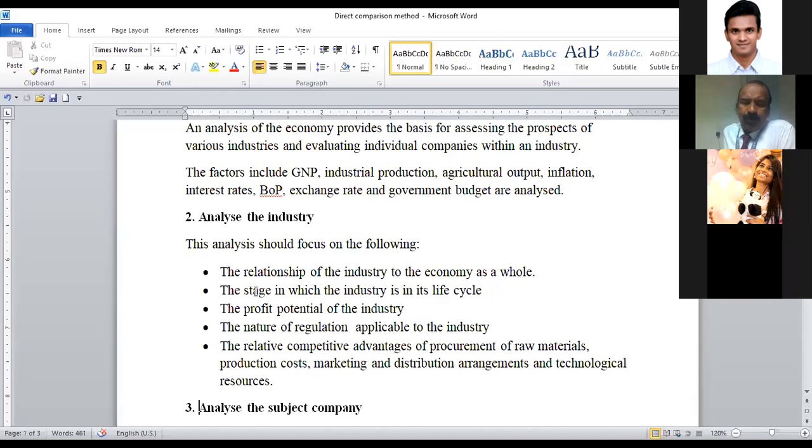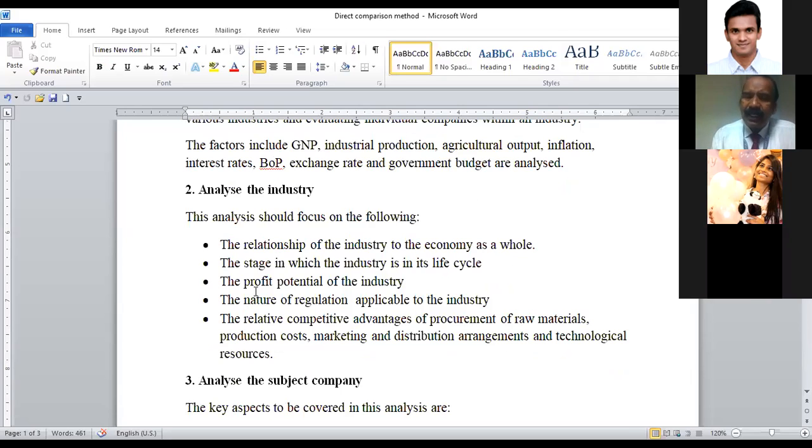What is the profit potential of the industry? We need to look at the nature of regulation applicable to the particular industry, because every industry has got its own laws and its own norms. So what act, what law is applicable to a particular industry, needs to be taken into account. The relative competitive advantage in the procurement of raw materials, if it is a manufacturing company, what is the input of raw materials and what is the source of raw materials, needs to be taken into account. Production cost, marketing cost, distribution arrangements, and technological resources, all need to be taken into account while we analyze the industry.